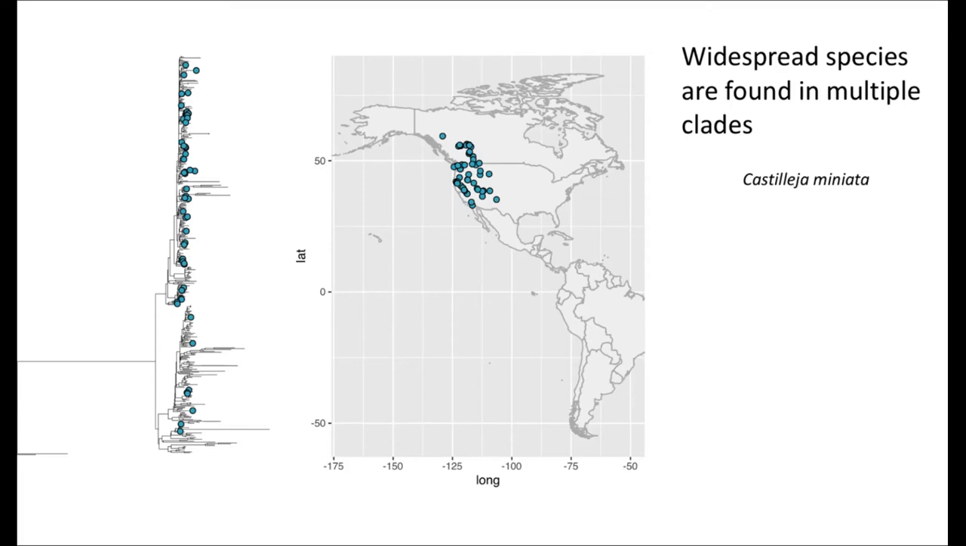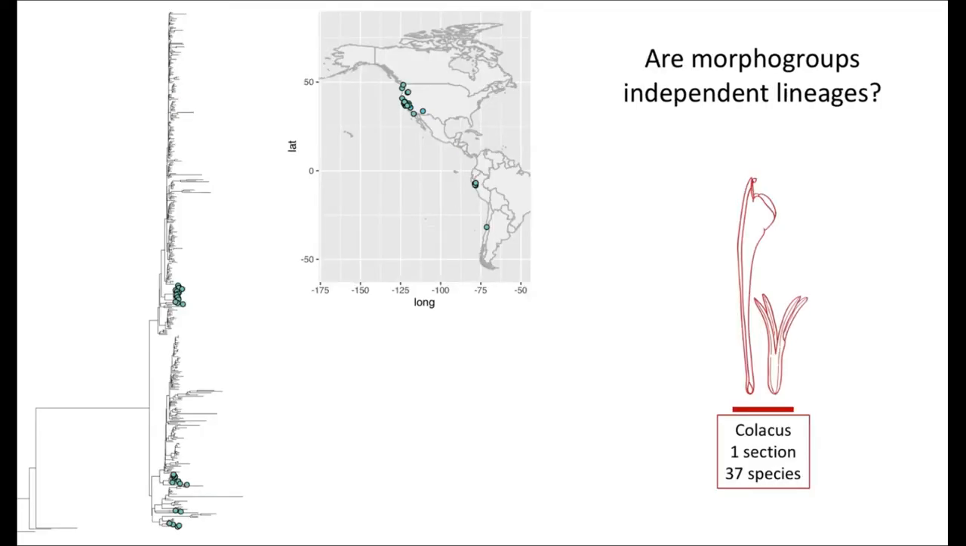So those are the two major patterns that we were observing when we got our hands on this phylogeny. And so now I want to turn our attention to the hypotheses that we were interested in examining. So first of all, are our morphogroups independent lineages? Here we have the annual morphogroup Colacus. You can see that while these species are found in many of our clades, they are inferred to be very closely related to one another within each of their geographic zones. And they share a relatively common ancestor in these areas, but they are spread across the tree.